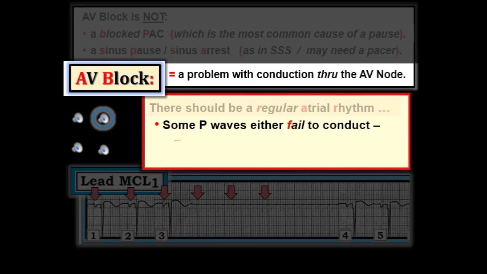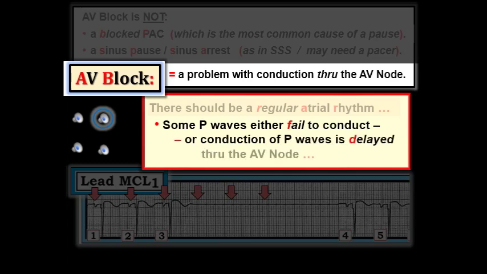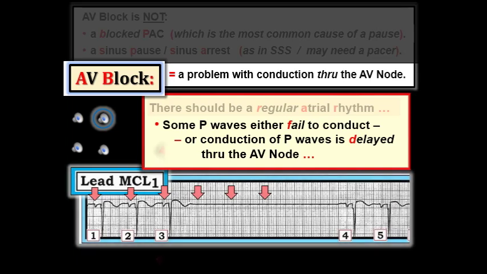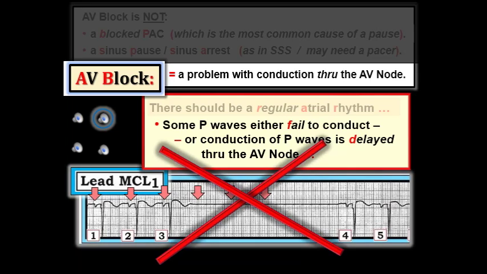Or, if these atrial impulses do get conducted, their passage through the AV node on their way to the ventricles is delayed. Awareness of what AV block is not, as we've tried to highlight on this initial slide with these 2 clinical examples, is key to recognizing AV block when it does occur. So, on to discussion of how to recognize and classify the AV blocks.